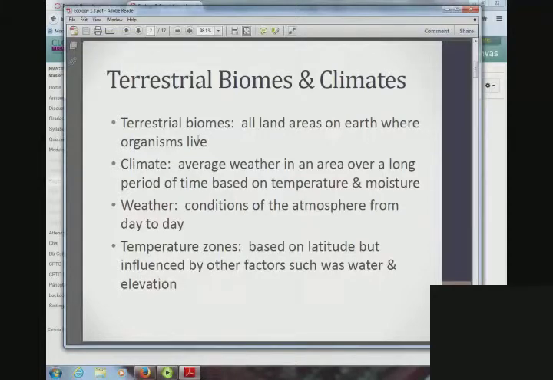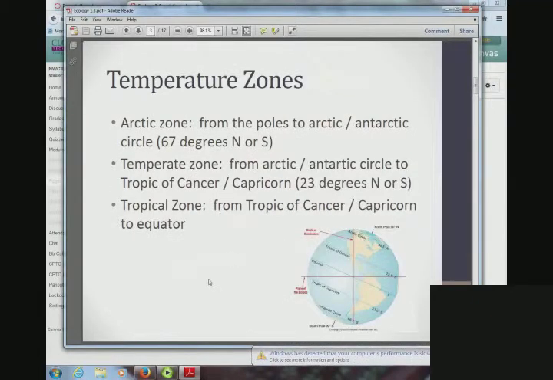As we look at the planet, we have different temperature zones based on the latitude. So the latitude will influence the temperature, but there will be other factors such as water and elevation. So here we can see the different temperature zones. We have the equator here that is going to be right across the center. We have the temperate zone that's going to go from the Arctic to the Antarctic Circle to the Tropic of Cancer. In this middle area, you've got your Arctic zone at the top.